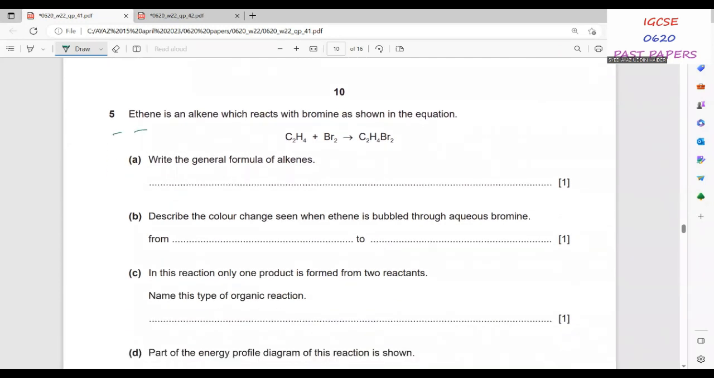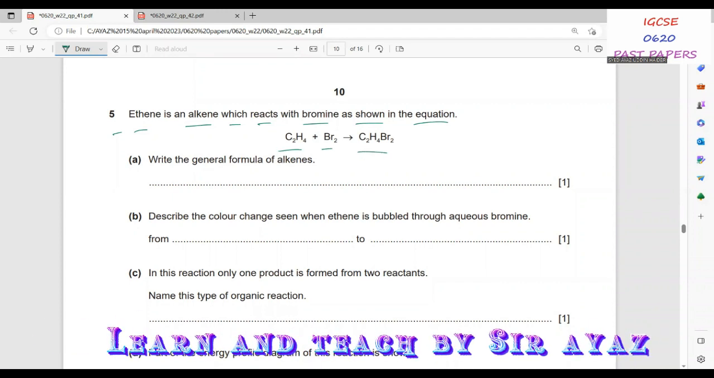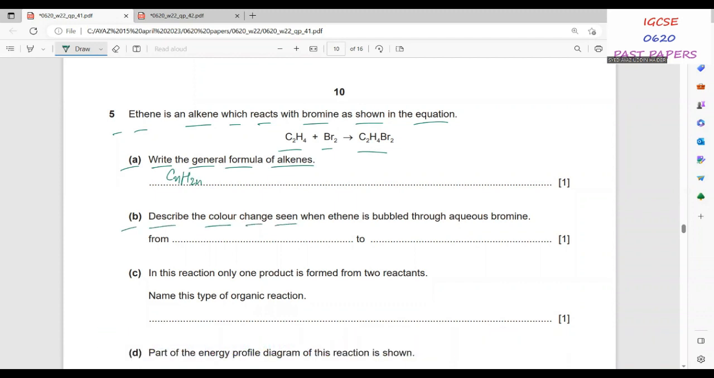Number 5, ethene is an alkene which reacts with bromine as shown in the equation. C2H4 plus Br2 gives C2H4Br2. A, write the general formula of alkenes. So you'll have CnH2n. This will be the general formula of alkenes. B, describe the color change seen when ethene is bubbled through aqueous bromine. The color will change from orange to colorless.